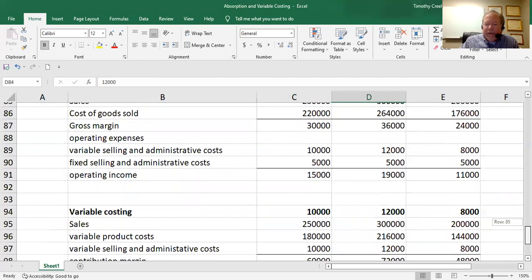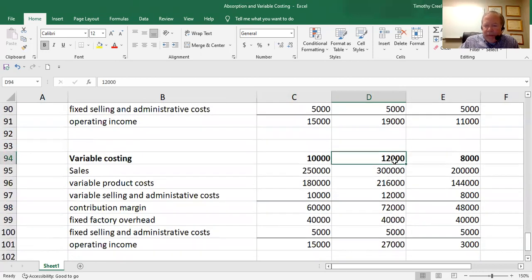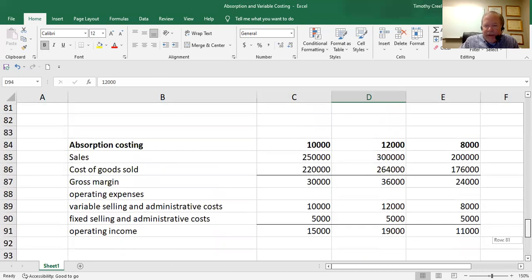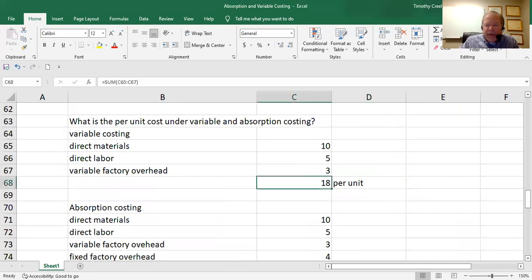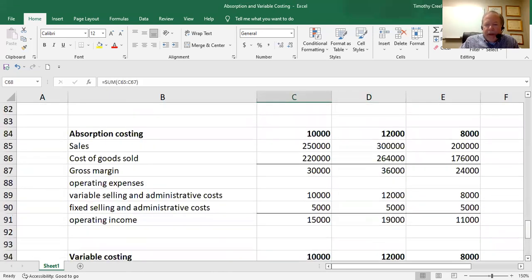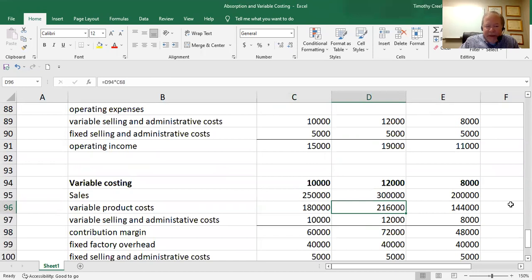Now, what would it look like under variable? Under variable, we'd again take the 12,000 units times the selling price of $25 a unit, and we'd come up with 300,000. Then we would take the 12,000 units that were sold times the variable cost per unit of 18, and that would basically give us 216,000 of variable product cost.